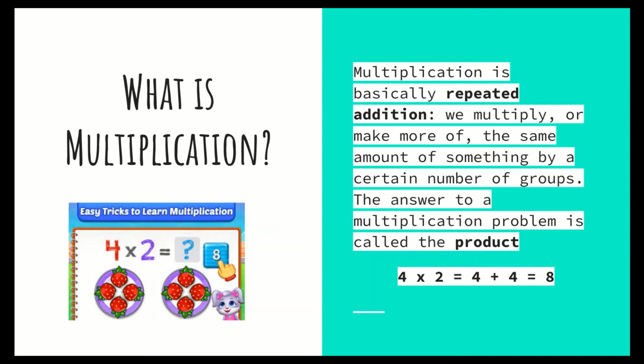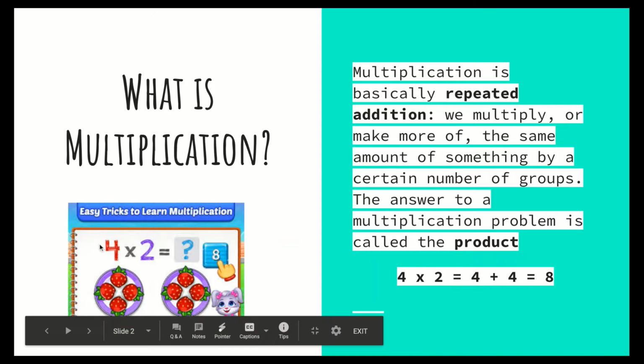What is multiplication? Multiplication is repeated addition, okay? That's basically what it is. So when we multiply, we're making more of the same amount of something by a certain number of groups, okay? The answer to a multiplication problem is called the product. If I look at this example here, I see 4 times 2. I know that the x is my multiplication symbol. And so I'm trying to figure out, what is 4 times 2?